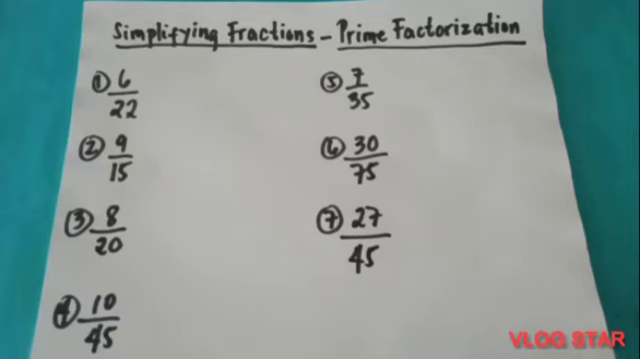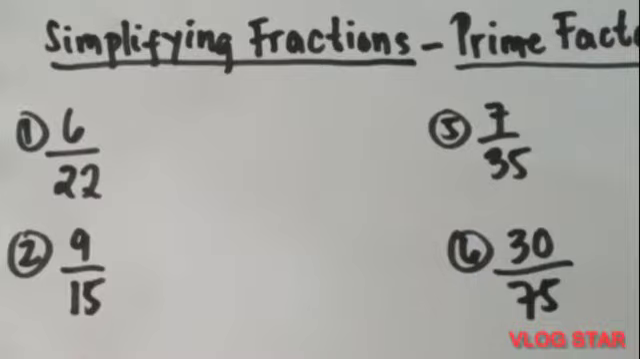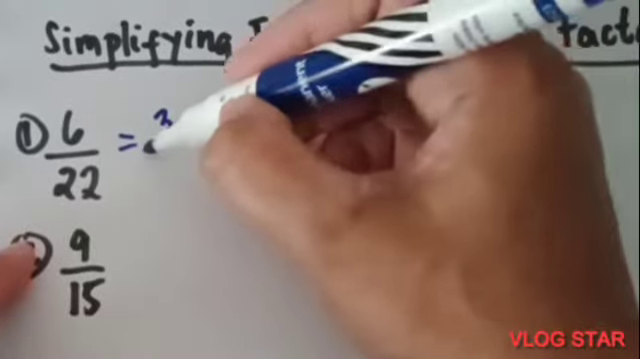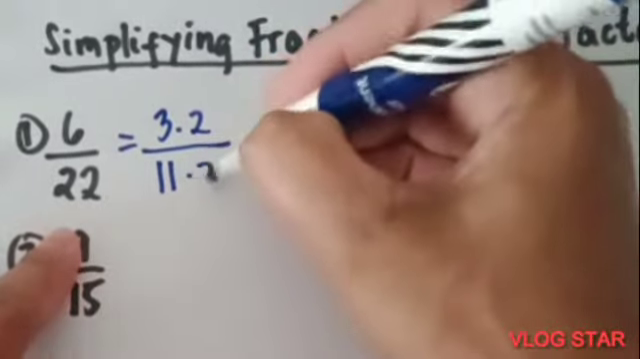Sa simplifying fractions, kailangan ay sa ulo natin yung multiplication table dahil kailangan natin hanapin yung mga prime factor of the numerator and the denominator of the fraction. So, halimbawa, yung example number 1 ay 6/22. So, ang factor ng 6 is 3 and 2. So, ang factor naman ng 22 is 11 and 2.